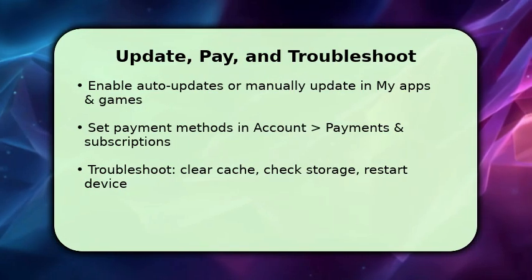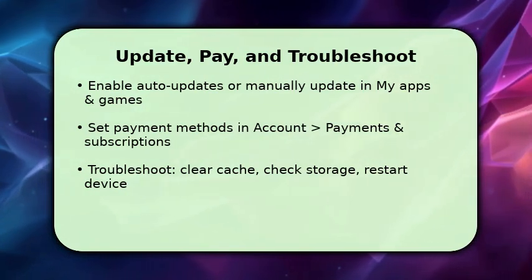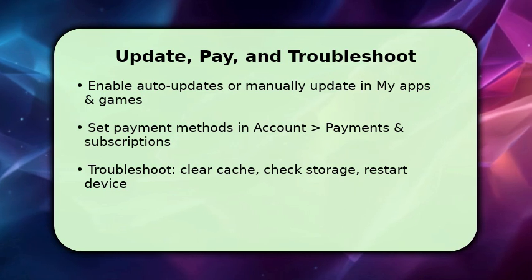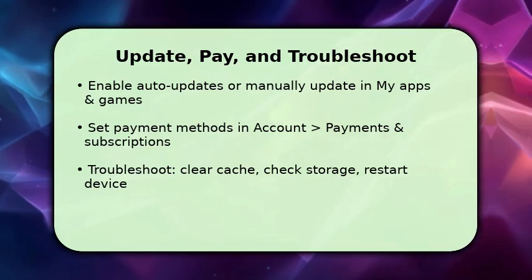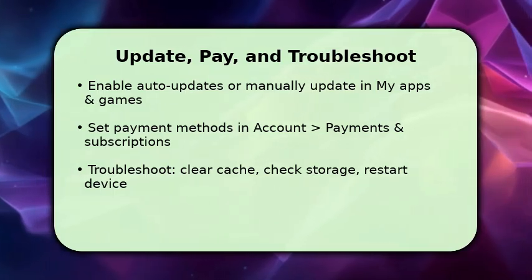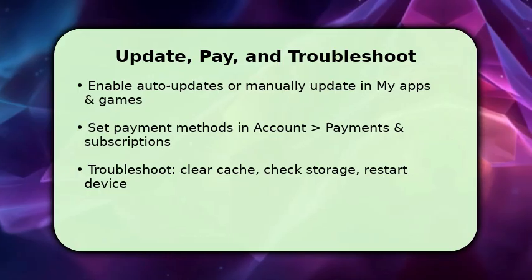You should set auto updates for convenience, but also know how to update manually via My Apps and Games so you control data use. For purchases, add a payment method under Account Payments and Subscriptions. Use cards, carrier billing, or Google Play Balance.